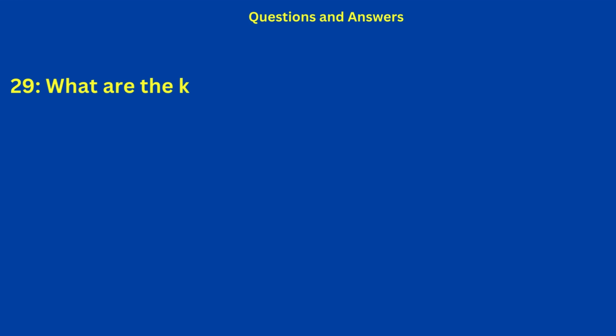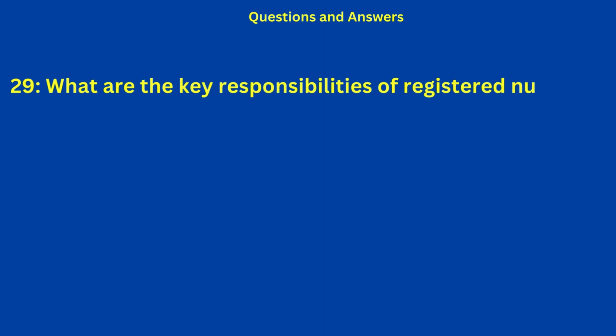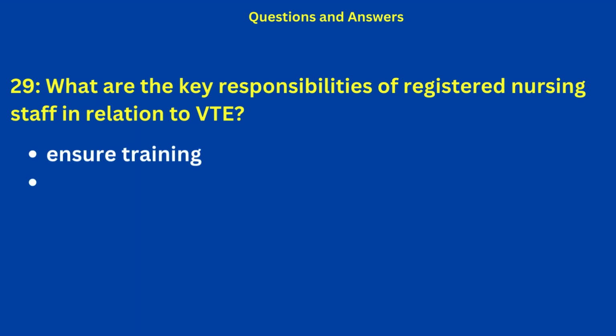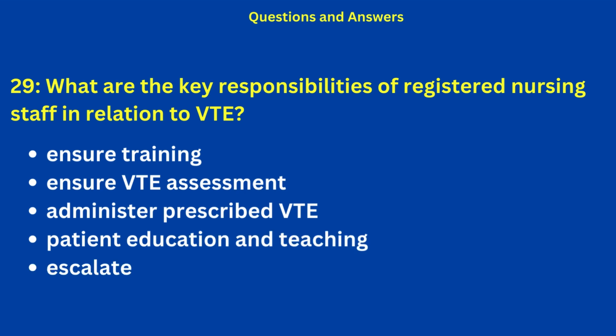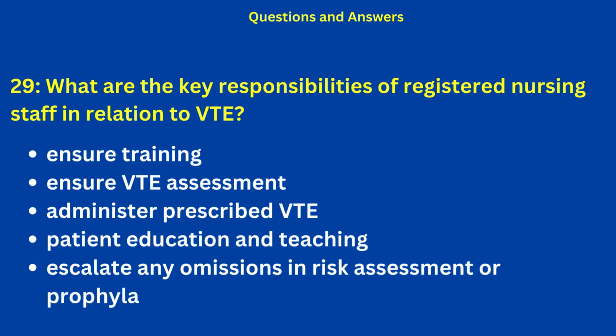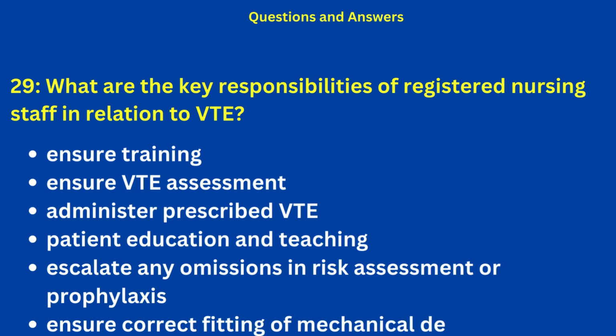Question 29. What are the key responsibilities of registered nursing staff in relation to VTE? Registered nursing staff ensure they are up to date with VTE training, verify that all patients have been properly assessed for VTE risk, maintain accurate VTE documentation, administer prescribed VTE prophylaxis, provide patients with information on VTE risks and prevention, teach patients to self-administer prophylaxis where appropriate, escalate any omissions in risk assessment or prophylaxis, and ensure correct fitting of mechanical devices. The role is integral in both the preventive and educational aspects of VTE management.